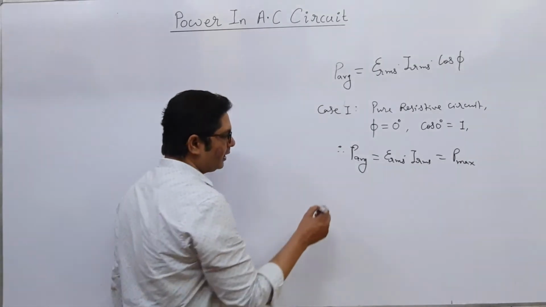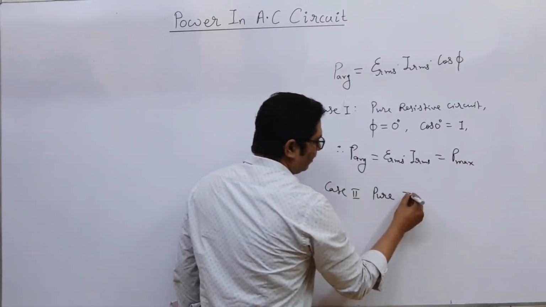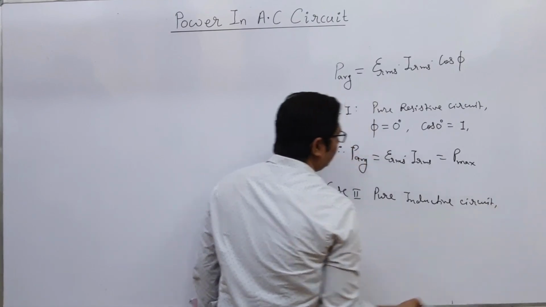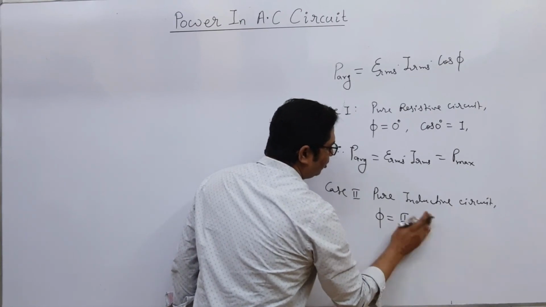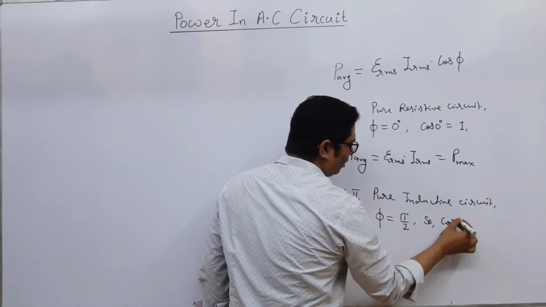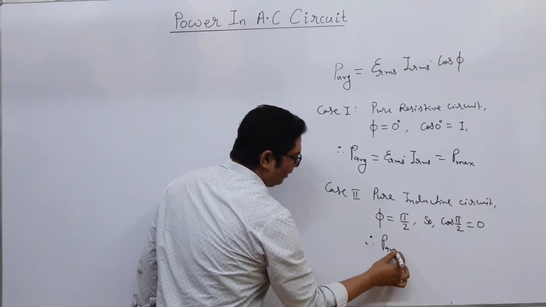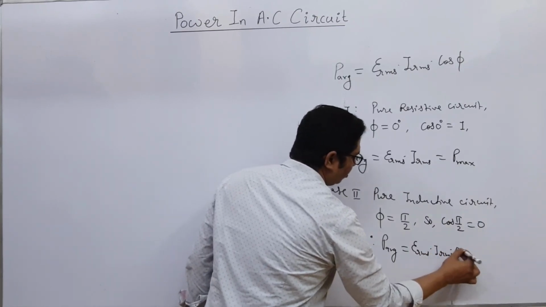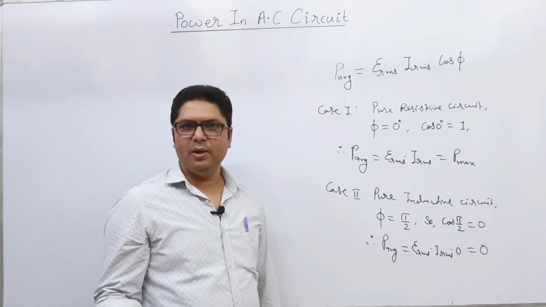Now let us see case number 2. Case number 2 is pure inductive circuit. In a pure inductive circuit, phi is equal to pi by 2. So you have cos pi by 2, that is cos 90 degree, which is equal to 0. Therefore P average is equal to ERMS into IRMS into 0, which is equal to 0. This means that a pure inductive circuit does not consume any power.